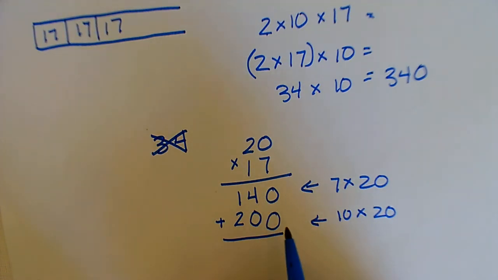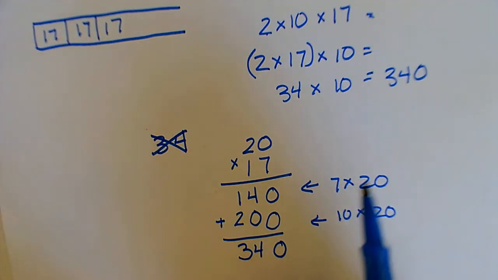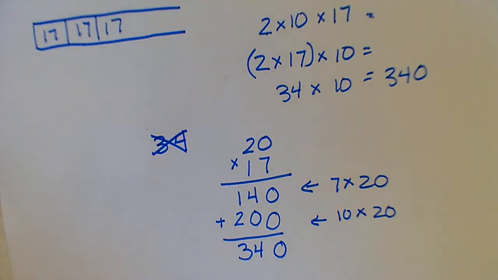And now we're going to go ahead and add. So I have 0 plus 0 is 0, 4 plus 0 is 4, and 1 plus 2 is 3. And we got the same exact answer. We got 340 both ways. So I hope that explains it.